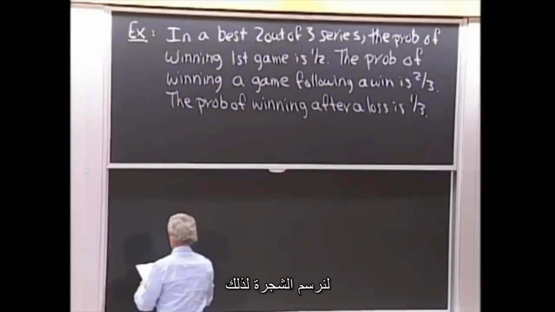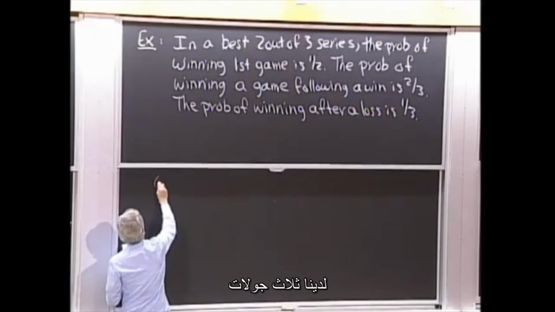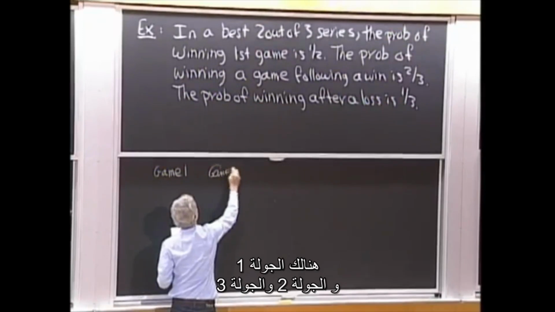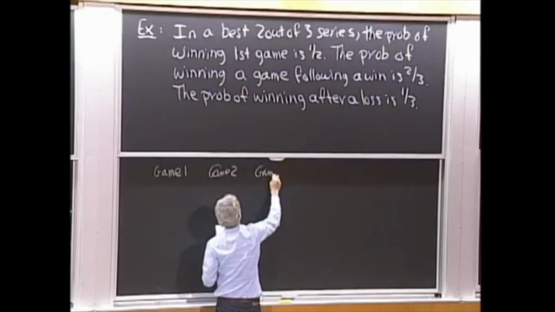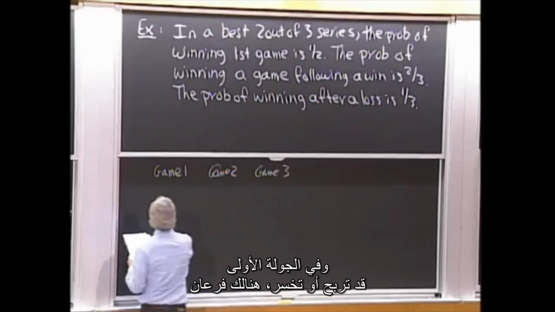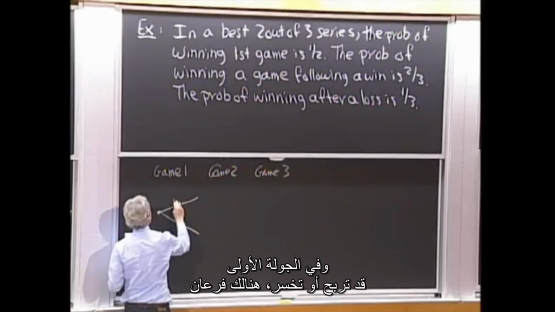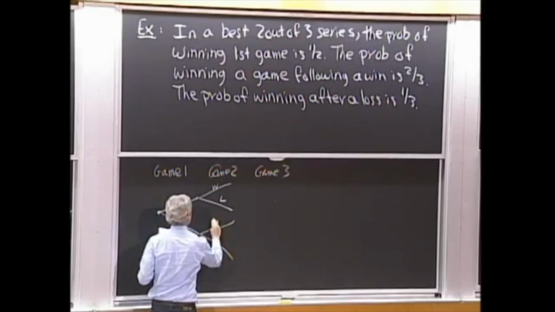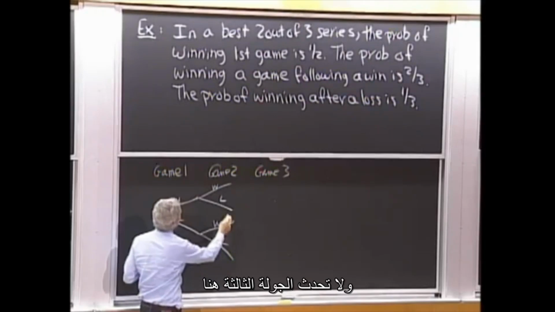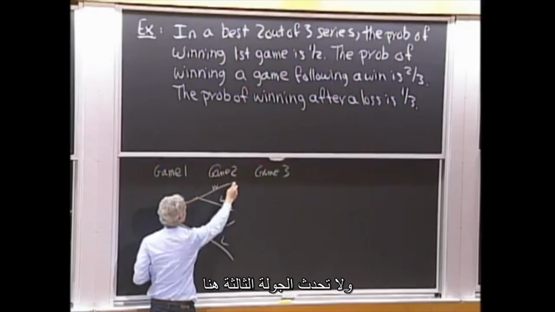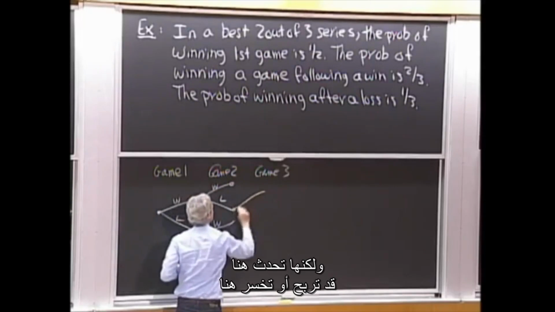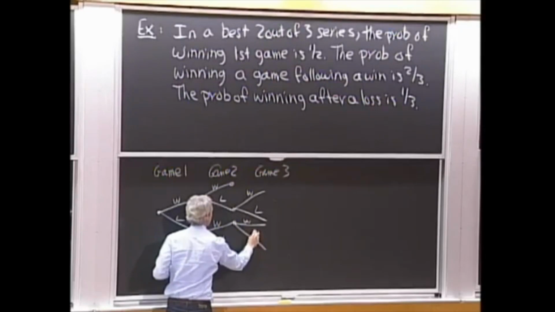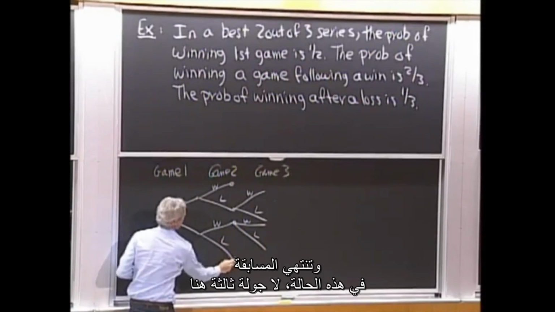So let's make the tree for this. We have possibly 3 games. There's game 1, game 2, and game 3. Game 1 you can win or lose. There are 2 branches. Game 2 you can win or lose. And now game 3, well, it doesn't even take place here. But it does here. You could win or lose here, and you could win or lose here. And here the series is over, so there is no game 3 in that case.